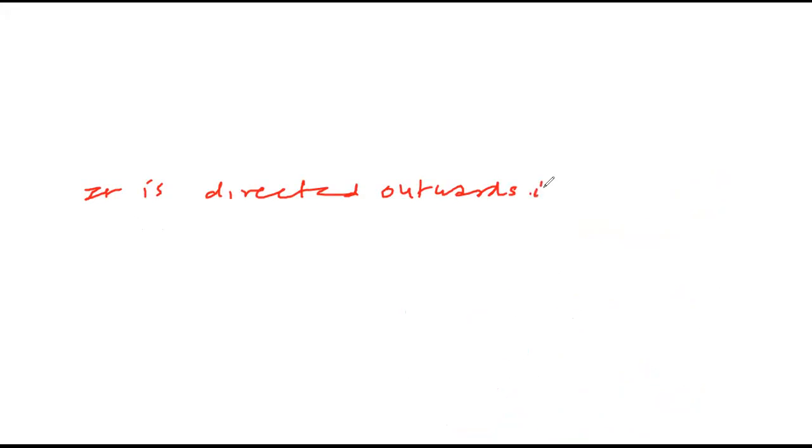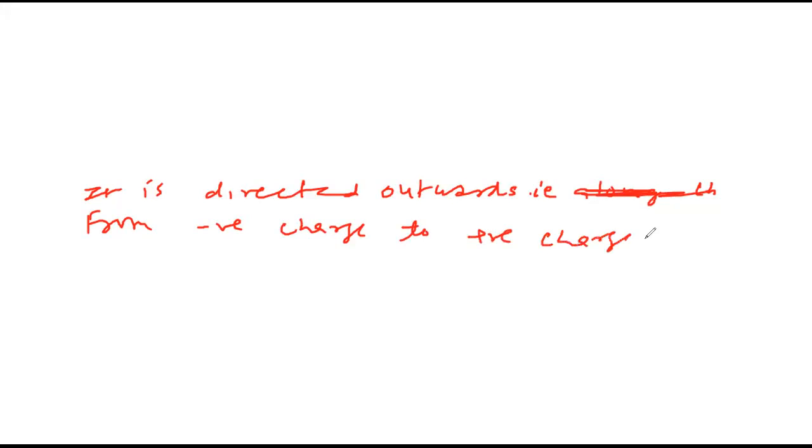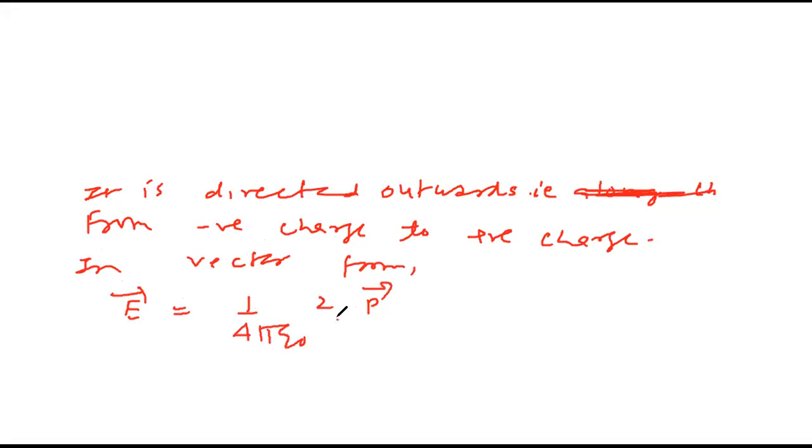That is along, that is from negative charge to positive charge. In vector form, E bar equals 1 upon 4 pi epsilon 2. P is a vector, so P bar upon R cube.